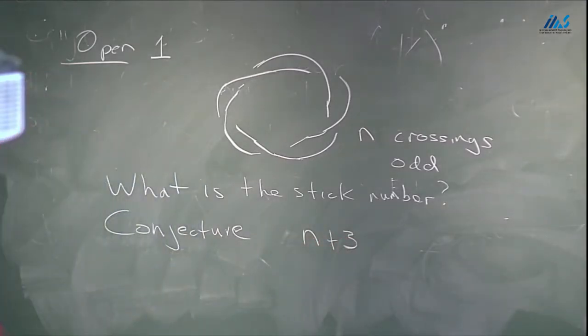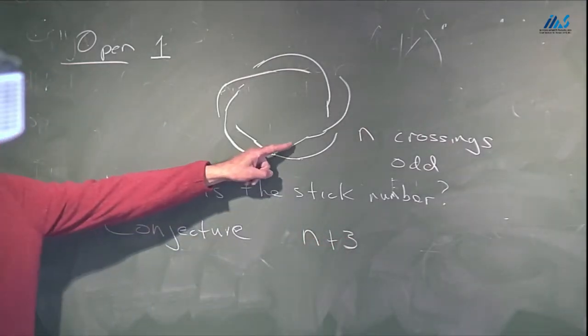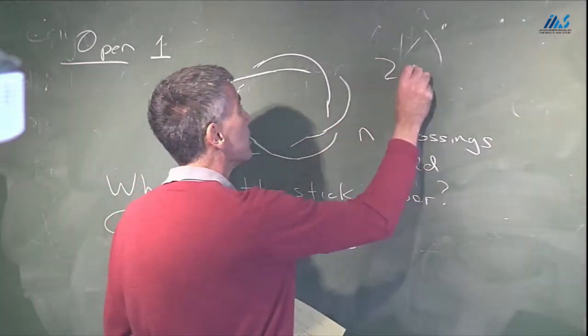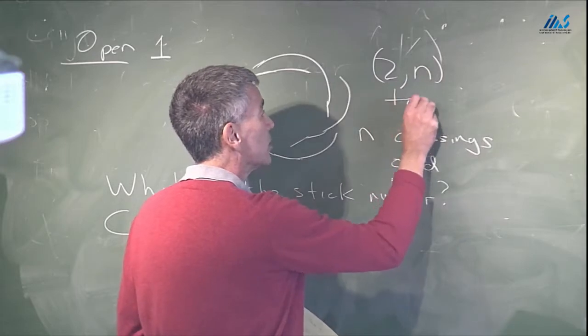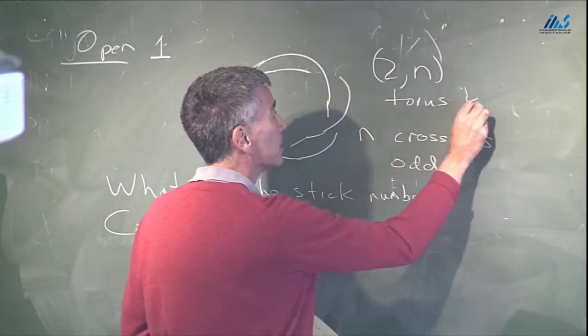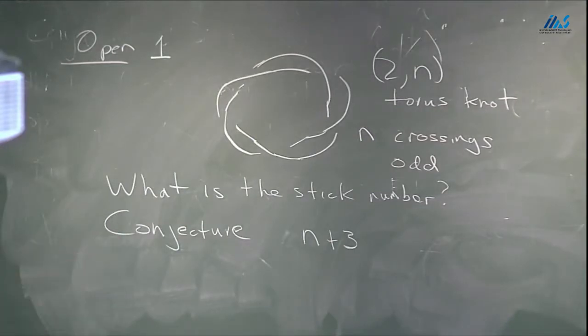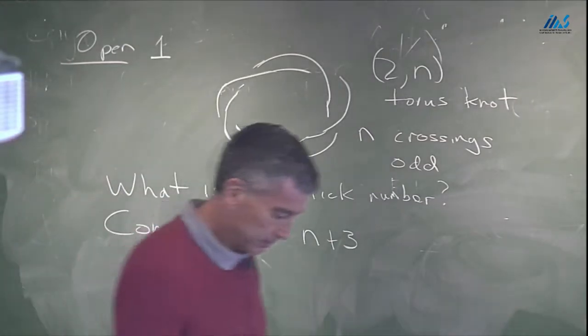So the trefoil knot, for example, is the 2, 3 torus knot, and for that we needed 6 sticks. So the conjecture is that n plus 3 will do in general.